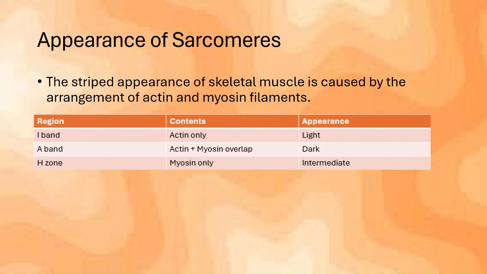So the I band only contains actin and it appears light. Try to think of this in the context of your exam papers, because exam papers would usually be black and white. But when you do study the topic, use the pictures in your textbook to understand it. The A band is a mix of actin and myosin, so it appears dark. And the H zone is just myosin, so it appears intermediate.